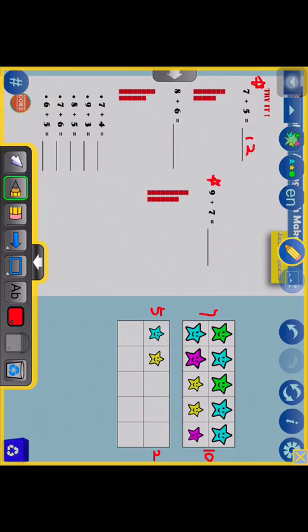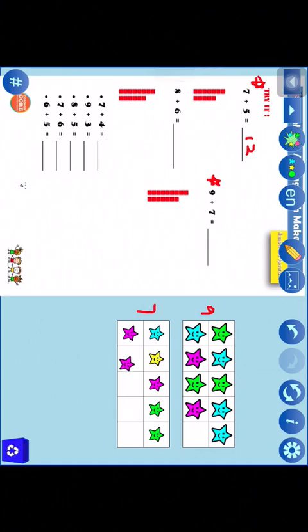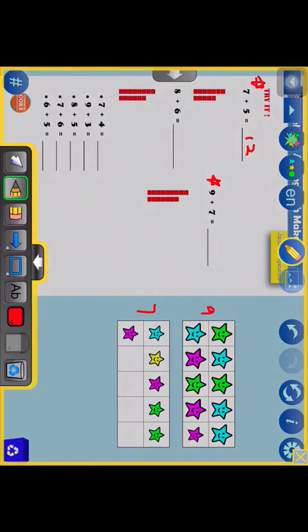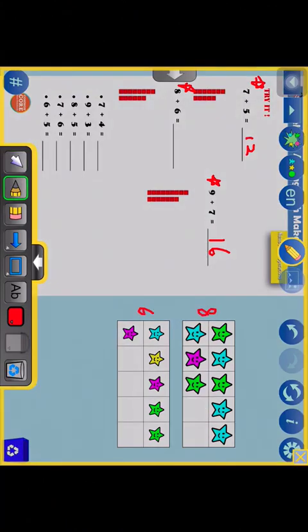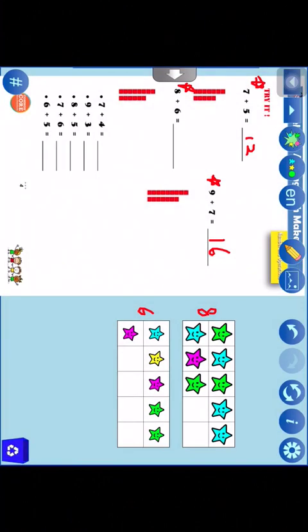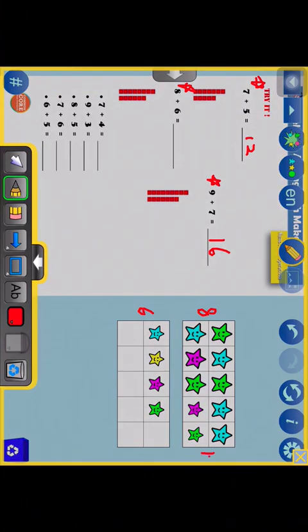Let's move on to 9 plus 7. Here's 9 and 7, and we may form 10 by moving 1 star to the 9, so that we have 10 and 6 ones, which is 16. Then let's move on to 8 plus 6. This time we may regroup to form 10 by moving 2 stars upwards. So we have 10 and 4, 14.